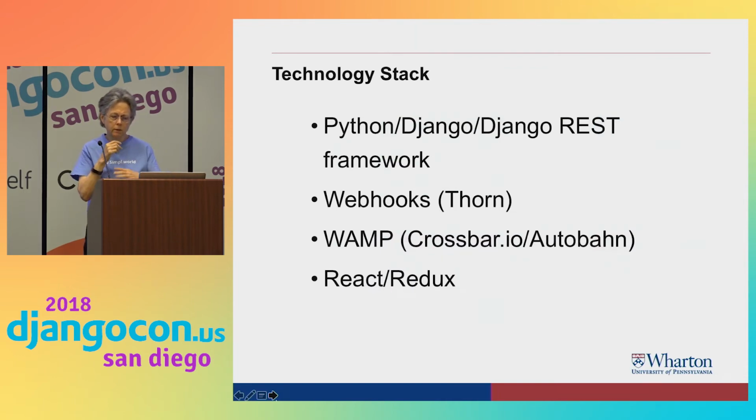We went out the door with the 0.7 release using Python 3.6 and Django 1.11. I'm not sure of the Django REST framework version. The webhooks are implemented using Thorn. WAMP is implemented using Crossbar.io on the Python side, and Autobahn on the JavaScript side.